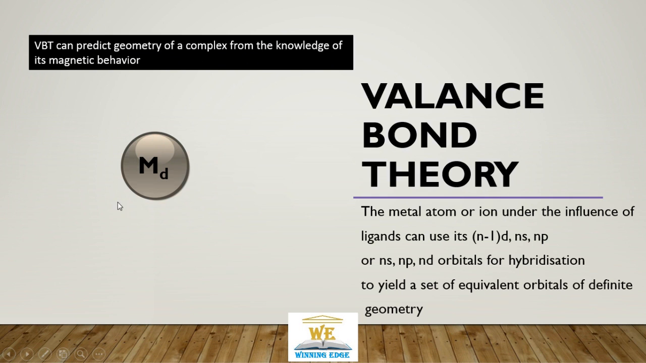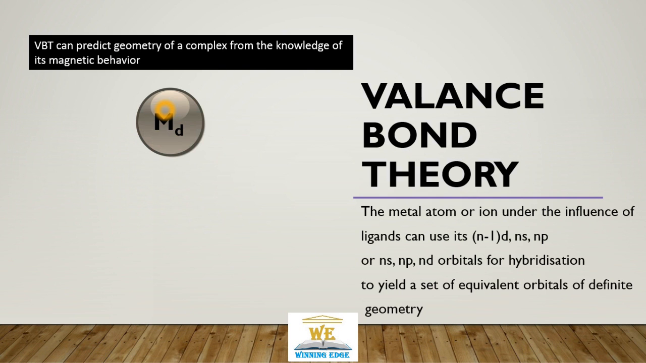And further, valence bond theory predicts the geometry of a complex from the knowledge of its magnetic behavior. Which of these two possibilities is true will be predicted using the magnetic behavior, or magnetic data, of a particular complex. Let's take an example of an octahedral complex.